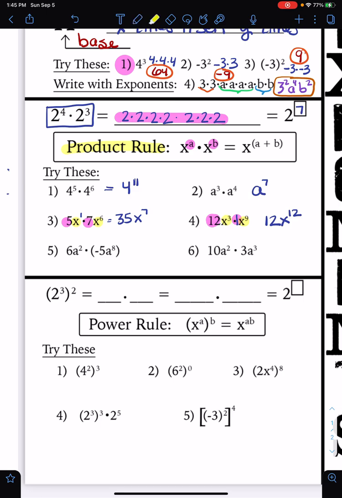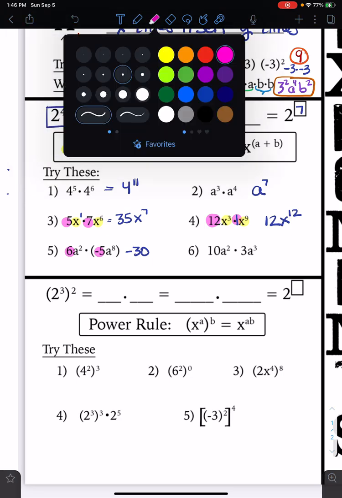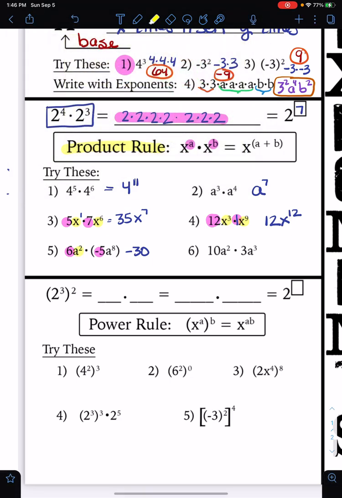Beautiful. Let's keep doing that same idea here. Multiplying first the coefficients. 6 times negative 5 is negative 30 because a positive times a negative is always negative. And then we will multiply the variables. They're both a, so they have the same base, which means we keep the base and we just add the exponents.